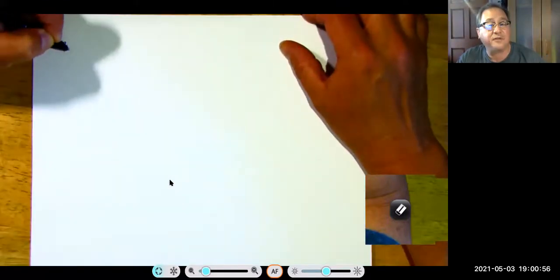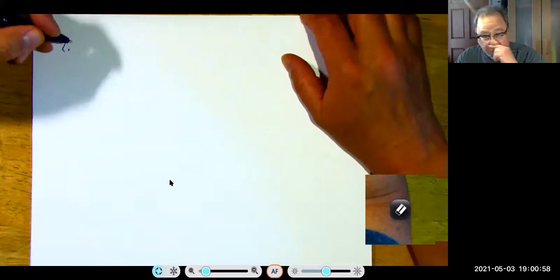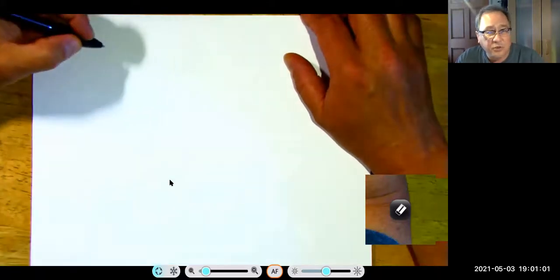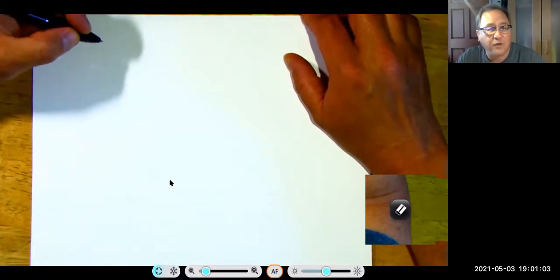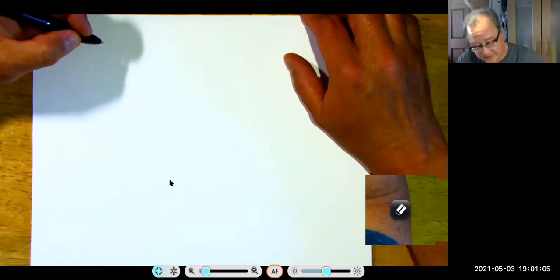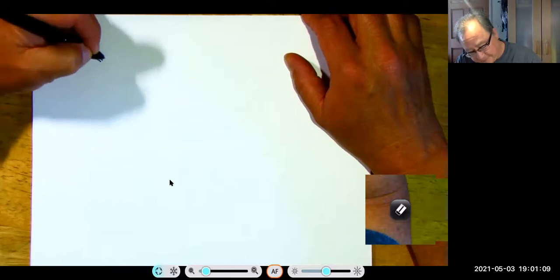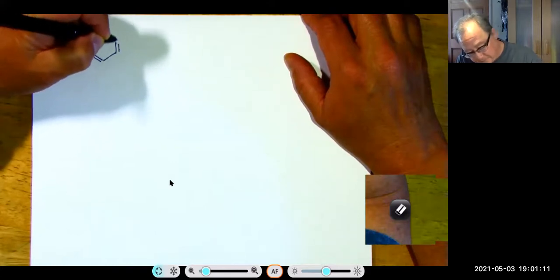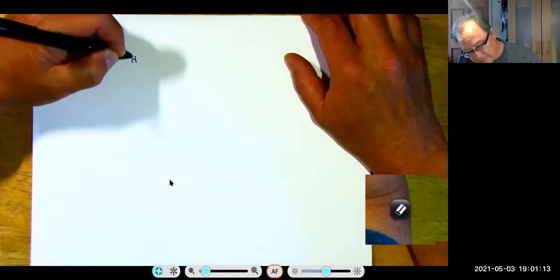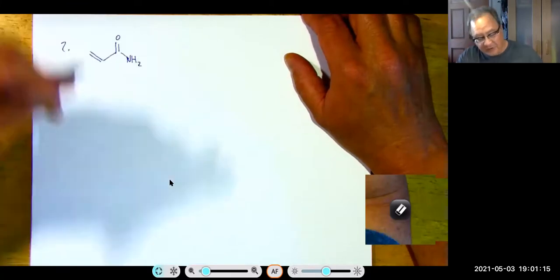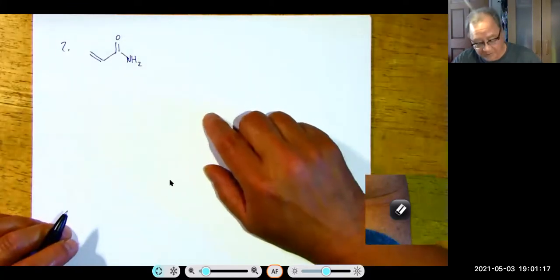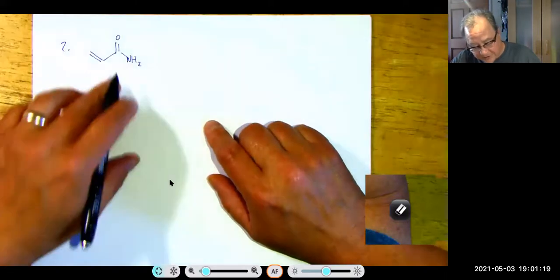Okay, let's look at number 2. Number 2 says for the following drawings, give the Lewis structure, structural formula, condensed formula, and molecular formula. So let's take a look at one of them. So here's the line drawing. What would the Lewis on this one look like?